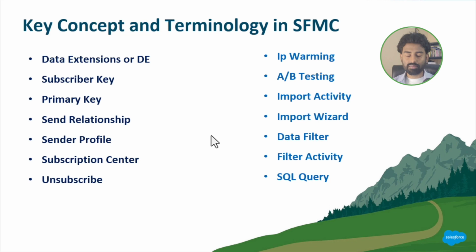Non-sendable data is where you don't do the campaign. And why would you not send to the data when you are storing it in the DE? There are many reasons. Maybe you are storing campaign tracking data, or maybe you are storing some filter data that you are going to use later on. You are not sending to those because you might refer to them for some other task. So in that case, you can mark it non-sendable, so that by accident you are not able to send any email campaign to those DEs.